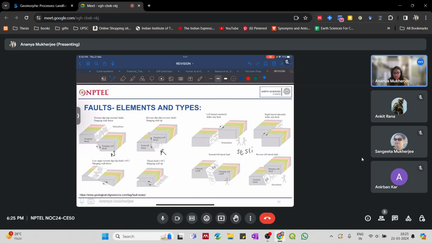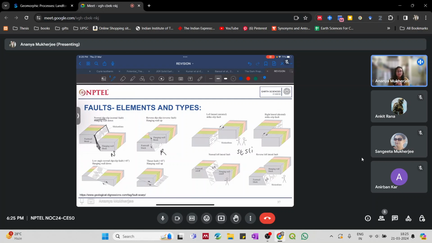So in a normal fault, you have a hanging wall. The block that is above the fault plane that we see here is called the hanging wall, and the one that is below the fault plane is called the footwall. If the footwall has moved on top and the hanging wall has moved down with respect to the footwall, then what we have is a normal fault.